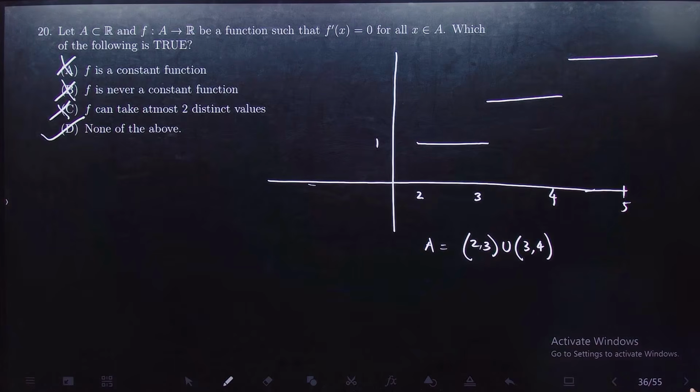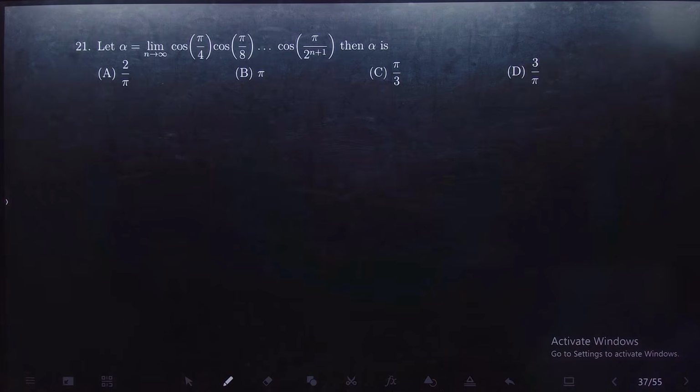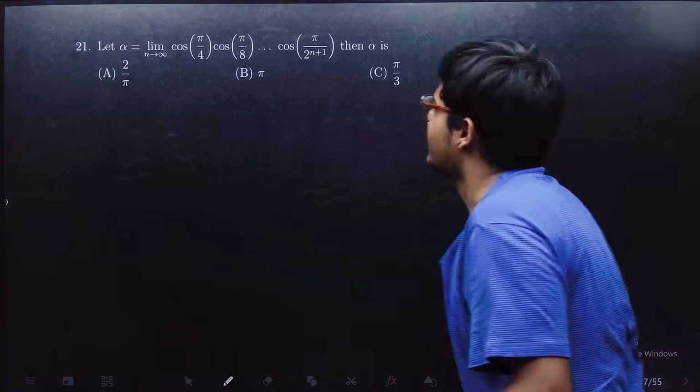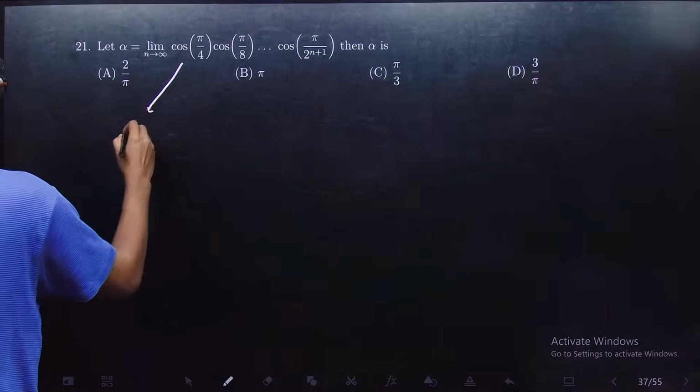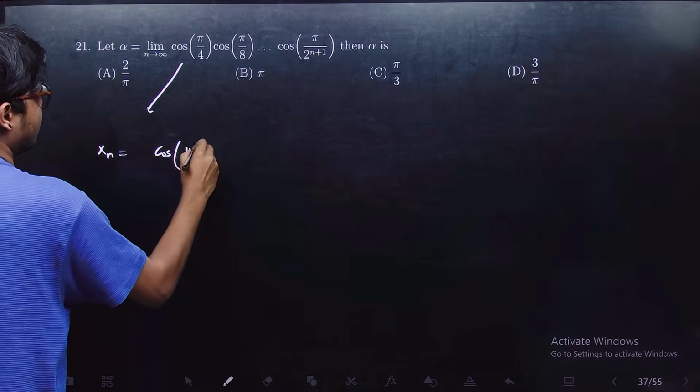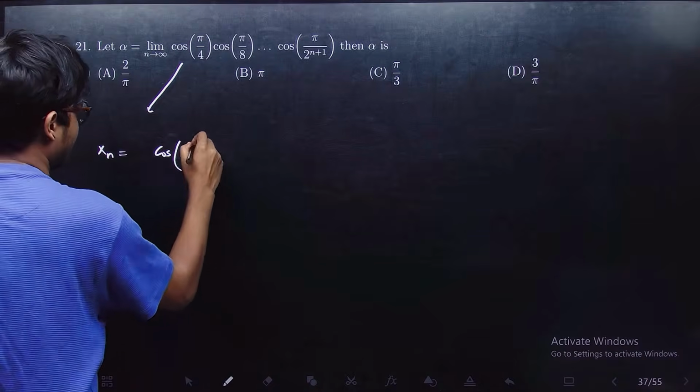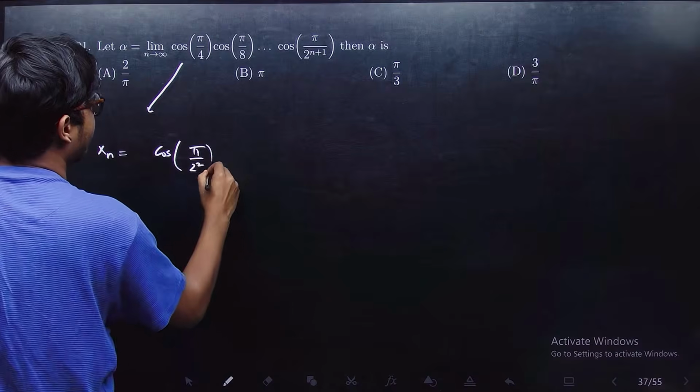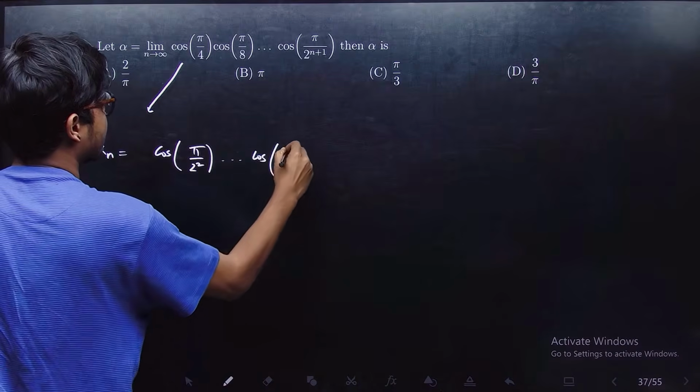So coming to the next question. Let alpha be limit n going to infinity of cos pi by 4 cos pi by 8 all the way till cos pi by 2 power n plus 1, then find the value of alpha. So consider this product. Consider the product till the nth term to be some xn. So this is cos pi by 4, that's basically pi by 2 square, then 2 cube, all the way till cos of pi by 2 power n plus 1.